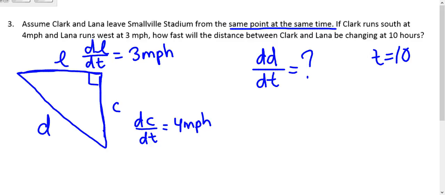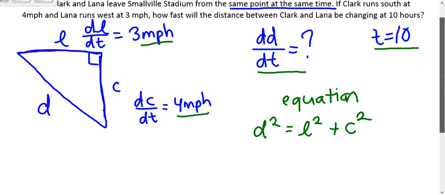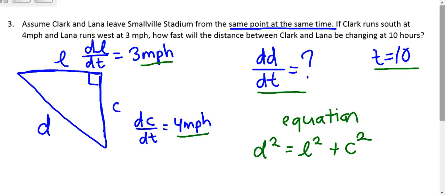The one thing that we haven't pointed out that we always look for in these problems is we look for what we find, we look for what we know, and we need an equation. Since we have a right triangle, the best way to go is using the Pythagorean theorem. So that means that d squared equals L squared plus C squared. And this is what we'll end up taking the derivative of and plugging everything in to. There are a couple things that we still need to figure out that we have the numbers to figure out. We just don't have explicitly stated.